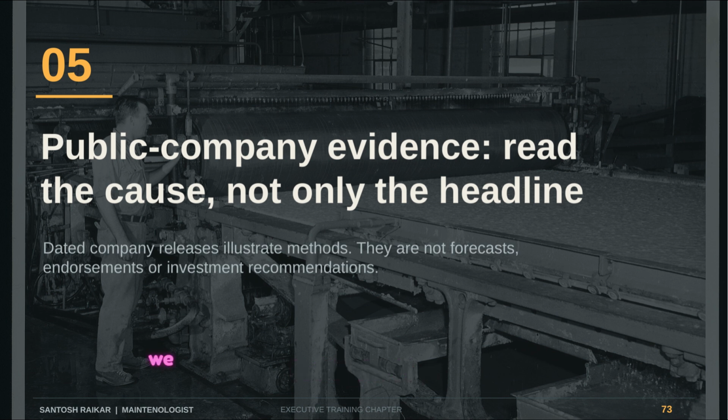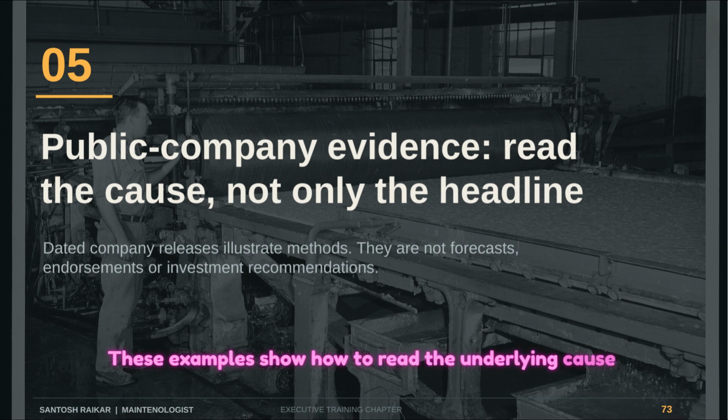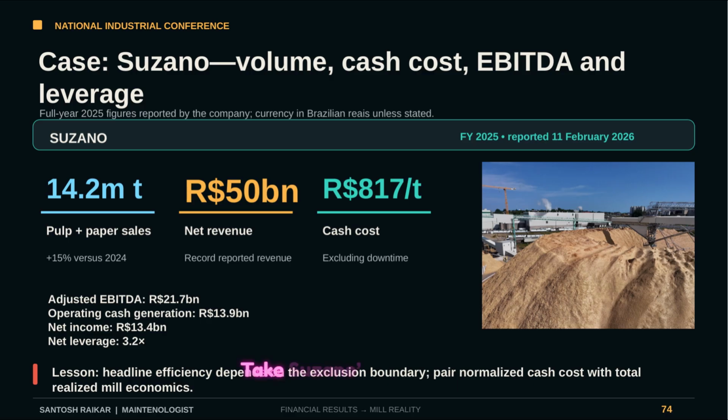In Chapter 5, we will look at real-world evidence from public companies. These examples show how to read the underlying cause behind the headlines. Take Suzano's 2025 results. They reported record revenue and low cash costs. But remember, that cost metric excludes downtime. As a GM, you want to know the total realized economics, including that downtime.